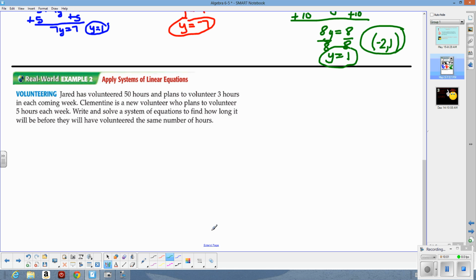Our last example is a word problem. Jared has volunteered 50 hours and plans to volunteer 3 hours in each coming week. Clementine is a new volunteer who plans to volunteer 5 hours each week. Write and solve a system of equations to find out how long it will be before they will have volunteered the same number of hours.